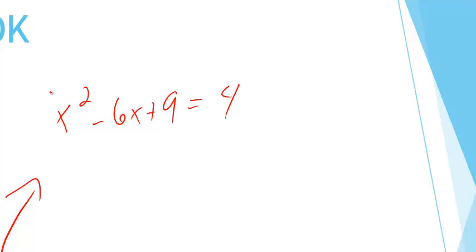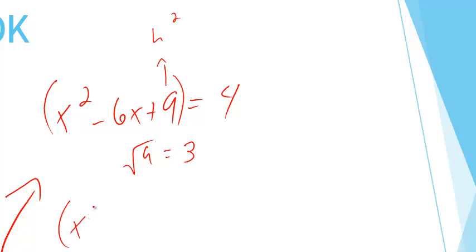Okay, so now we're going to factor our left side. This 9 is h squared, so the square root of 9 equals 3. So that's going to give us x minus 3 squared. I put a minus here because our middle term is a minus. So if our middle term is a minus, you're going to have x minus whatever the square root is. If it's a positive, you're going to have x plus whatever the square root is. So x minus 3 squared equals 4.